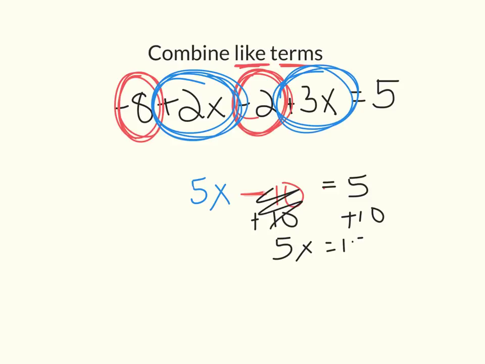5x equals 15. And let's see, divide both sides by 5. X equals 3 is the answer.